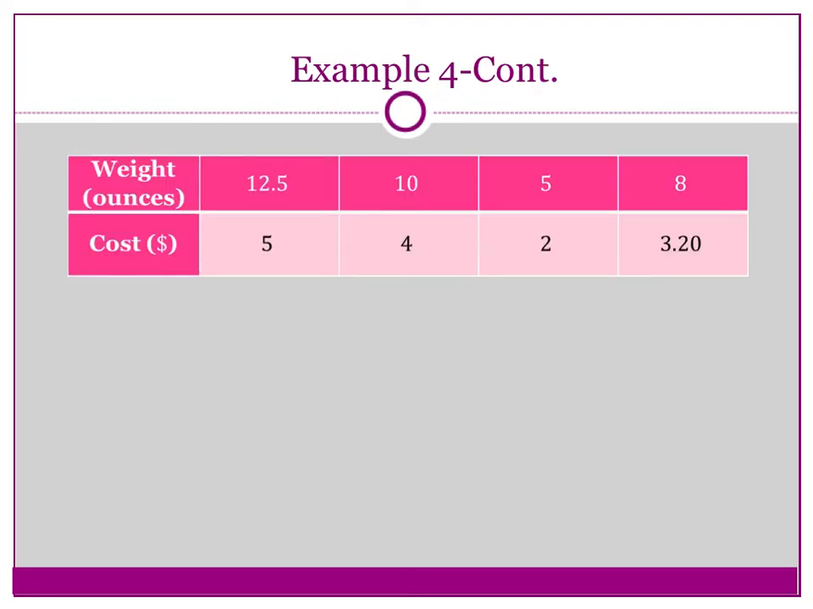If I identify my weight as my x value and my cost as my y value, when I have y equals kx, and I want to get k by itself, I will divide both sides by x. So k is equal to y divided by x. Now I'm going to look at each person's ratio and see if it's the same. I'll start with k equal to my y value, which is 5, divided by 12.5, and this gives me 0.4.